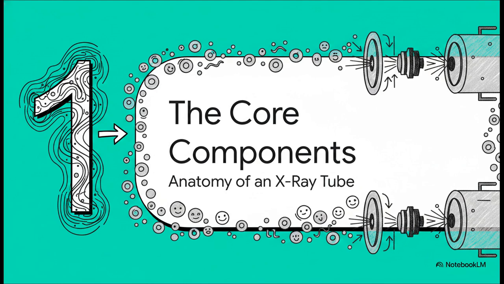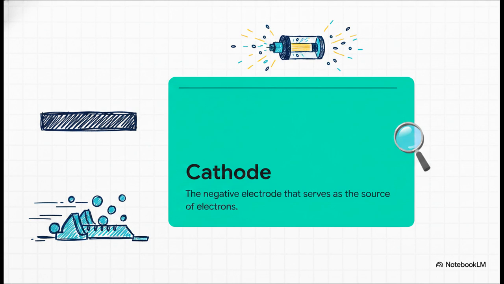To really understand how it works, we need to look inside. We have to meet the key players that make this whole thing possible. Think of this as a quick anatomy lesson for the tube itself. First up, we've got the cathode. Now, this is the negative electrode, and I want you to think of it as the starting line for the entire process. This is where our little projectiles, the electrons, are loaded up and ready for launch.